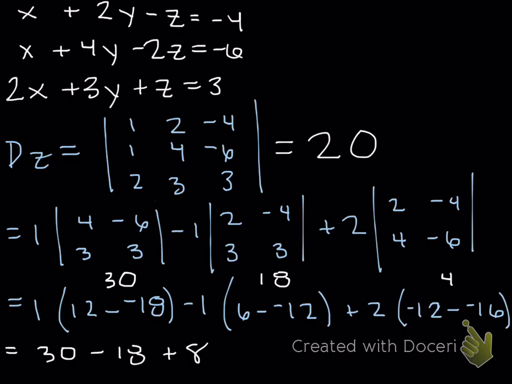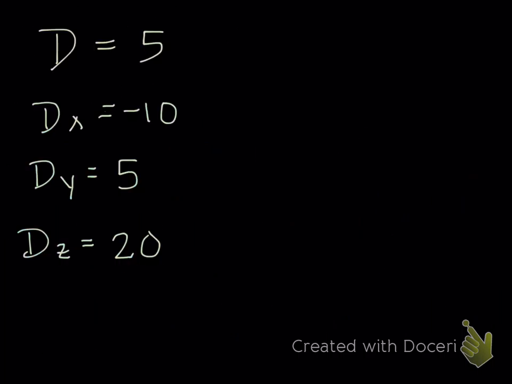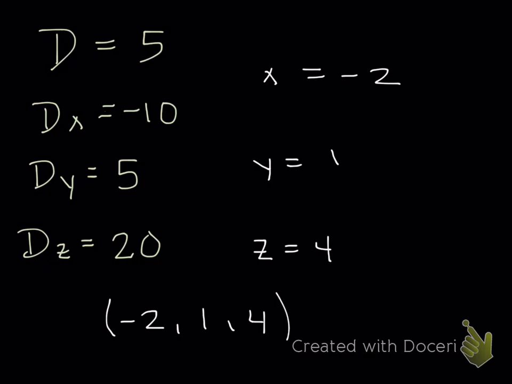So the last thing that we need to do is the whole dividing thing: dx divided by d, dy divided by d, and so on. So here were the 4 values that we calculated. My x would be -10 divided by 5, which is -2. Y would be dy divided by d, which is 1. And z would be 20 divided by 5, which is 4. So our solution is -2, 1, 4.